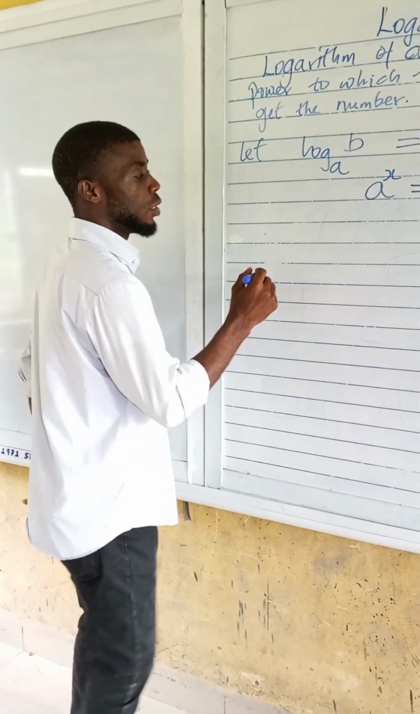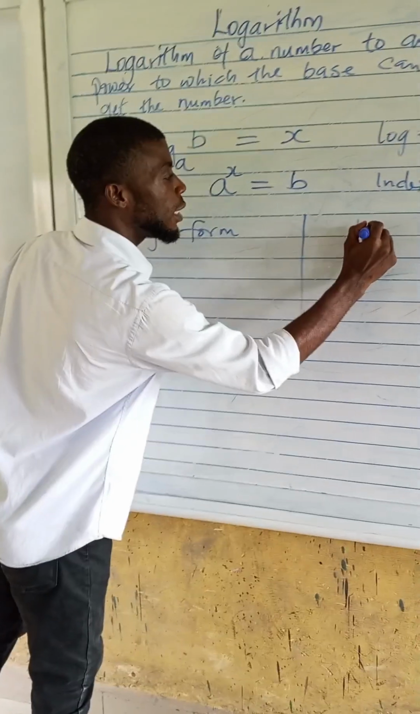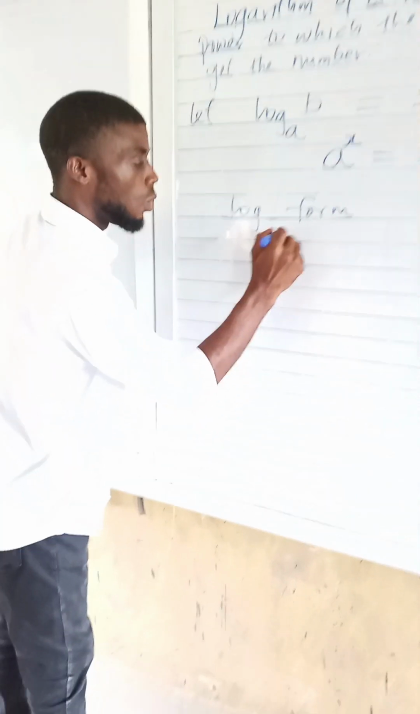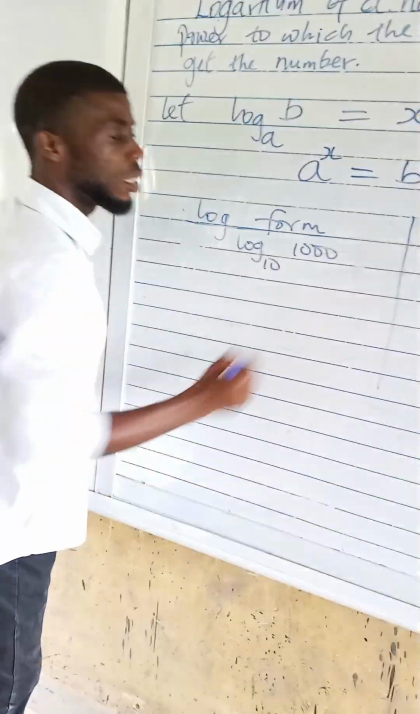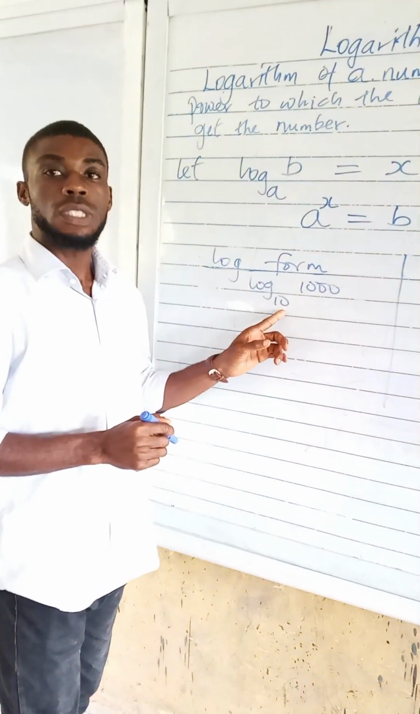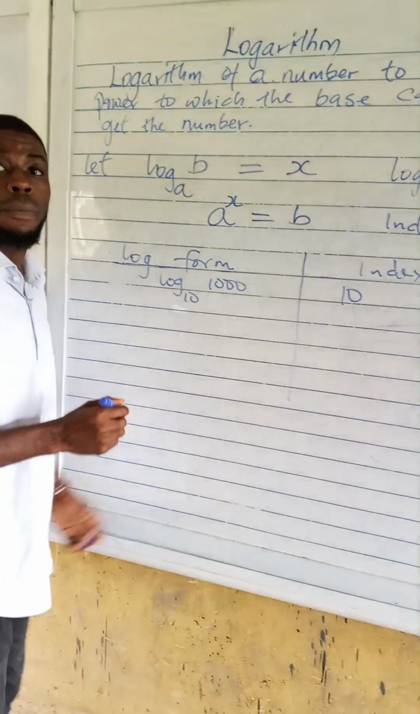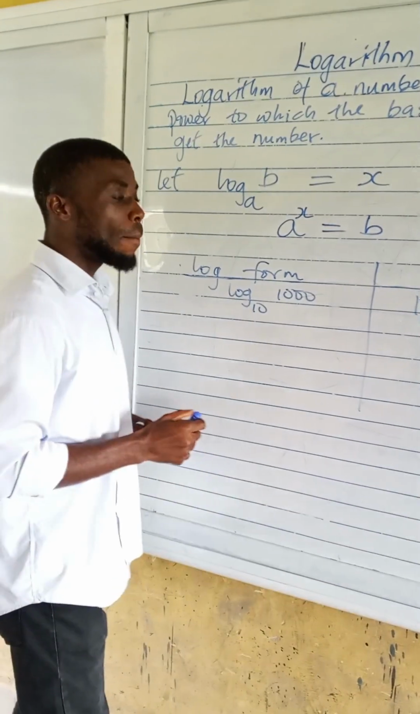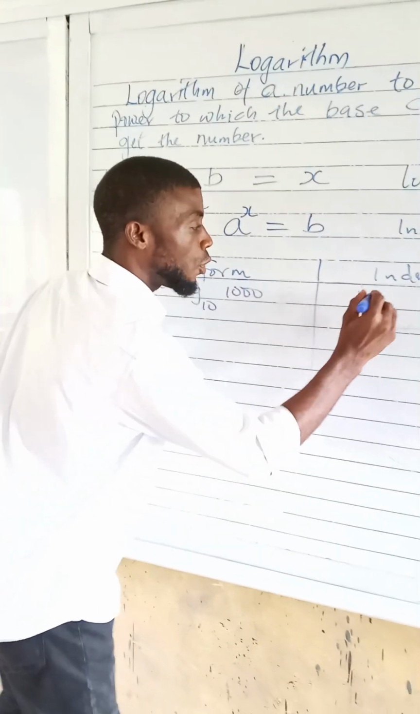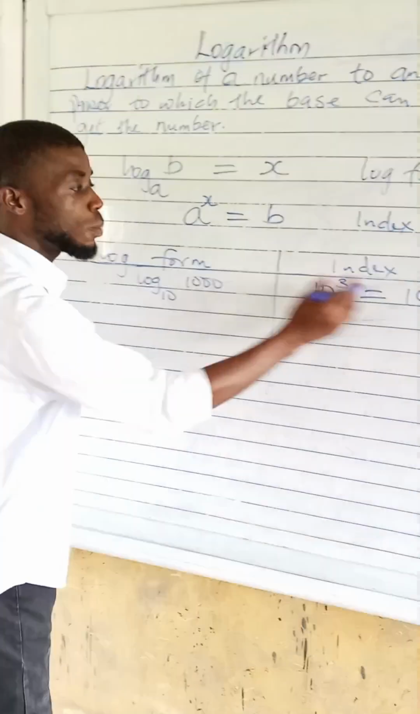Assuming I have a logarithm form. Okay, let's quickly see log form and index form. Assuming I have log base 10 of 1000. What we are saying is, what can we raise the base of this logarithm, which is 10, to get this very number 1000? So the base of the logarithm will be the base of the indices, while the power of the index form is going to be the answer to the logarithm. So 10 raised to the power of 3 will give us 1000.